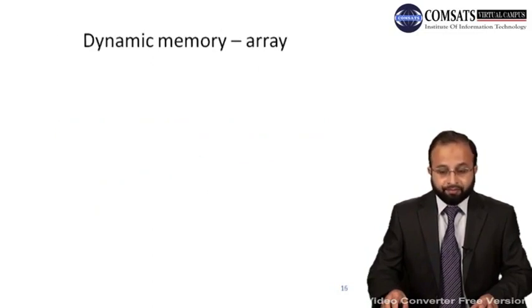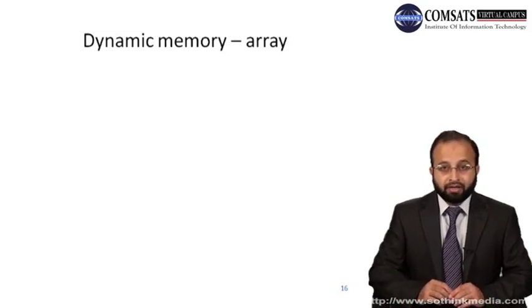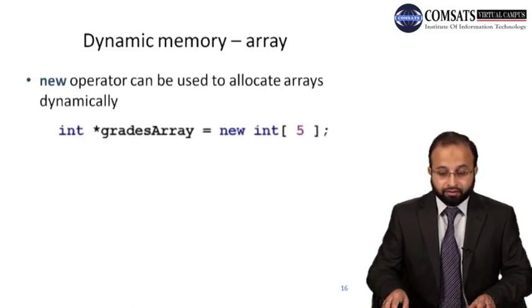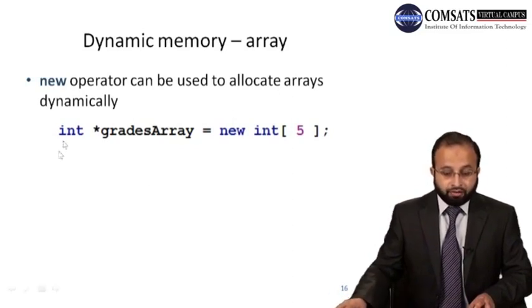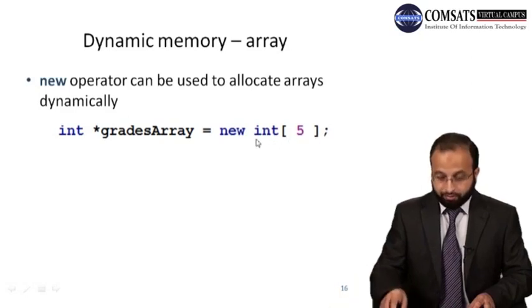Dynamic memory using array, or dynamic memory allocated for a dynamic array. That means you are going to make an array whose size you don't know at compile time. So the new operator can be used to allocate arrays dynamically. This is how you can make an integer array of size 5. So the integer pointer grade array points to a memory location where you can store 5 integers, right? So new int will create memory for integers whose size is 5. This is the square bracket. So you can store 5 integer values in that newly created memory.